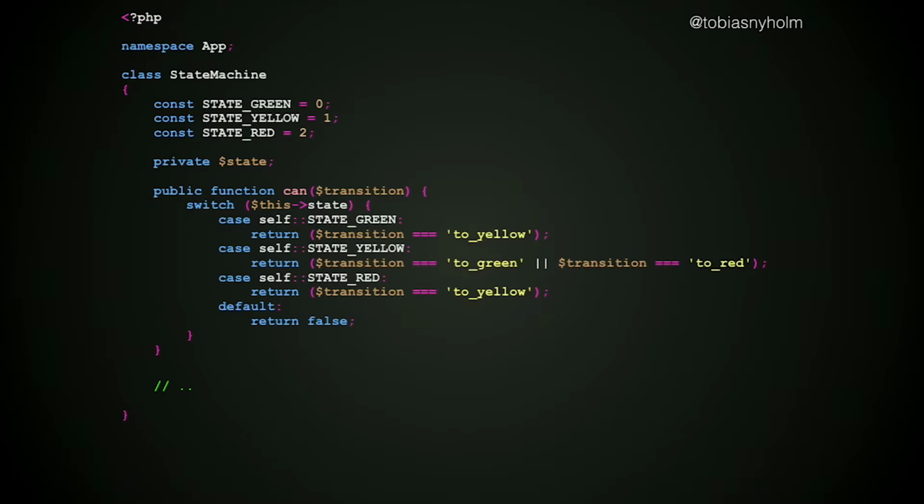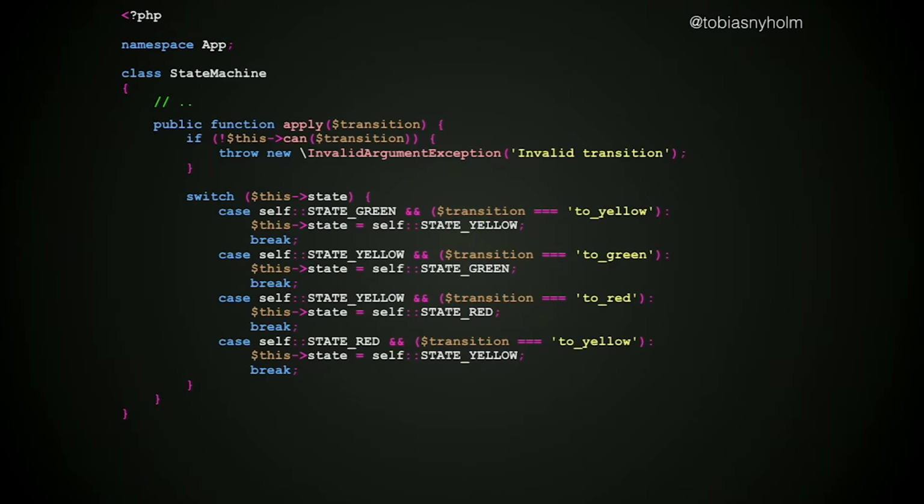I also think it's a good idea to have a function that applies a new state. So I can say to the state machine, hey, let's apply yellow. My apply function could be implemented like this. I just check if I can do it. If I can't, I throw an exception. And then I actually apply it, I update my private property. So this is great, or this is okay.